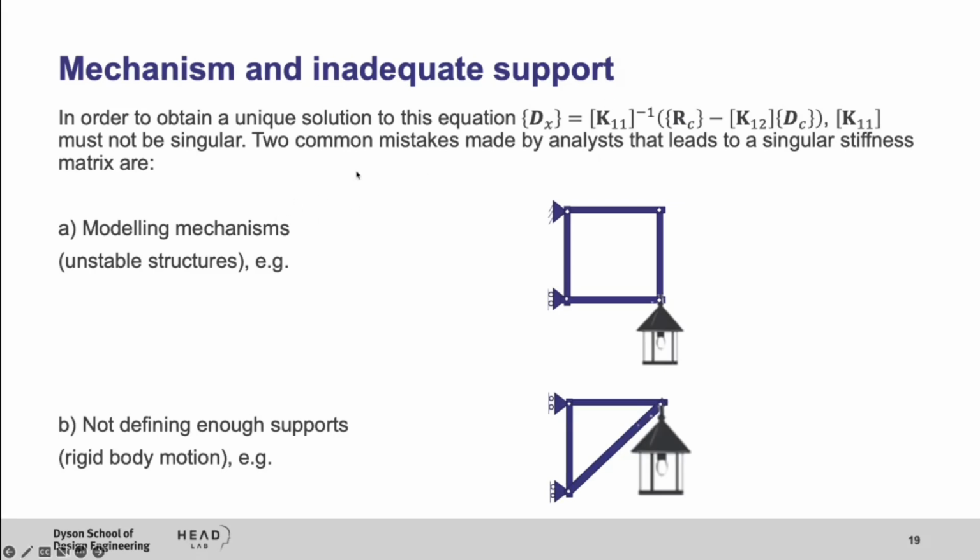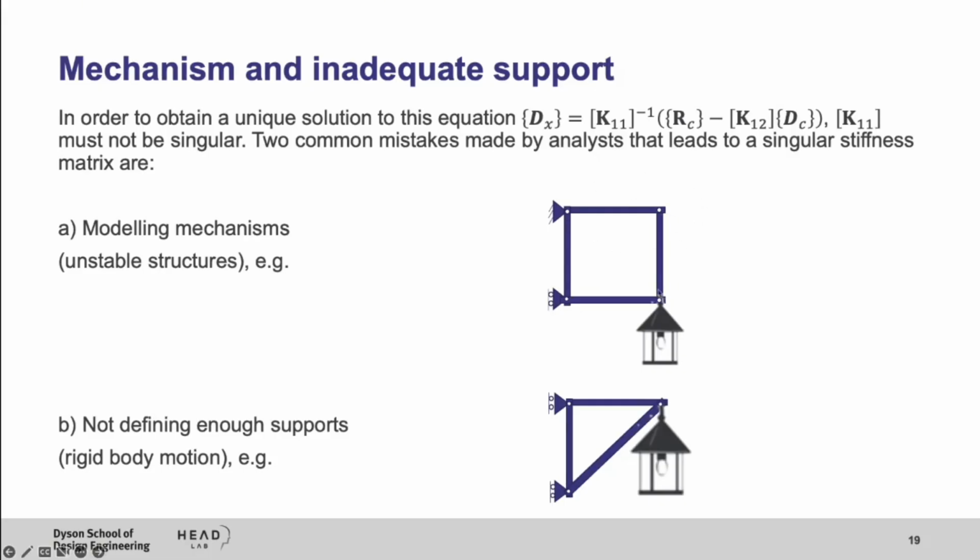In reality, this is not only a mathematical definition. In reality, we can run into problems, and there are two common mistakes that bring us into that problem, which we call the singular stiffness matrix problem. One is that if you try to model a mechanism by using a static solver, so this is a mechanism, right? This is a 4-bar linkage. So if you apply a force here, this will just start rotating. Okay, so this is not a structure in equilibrium.